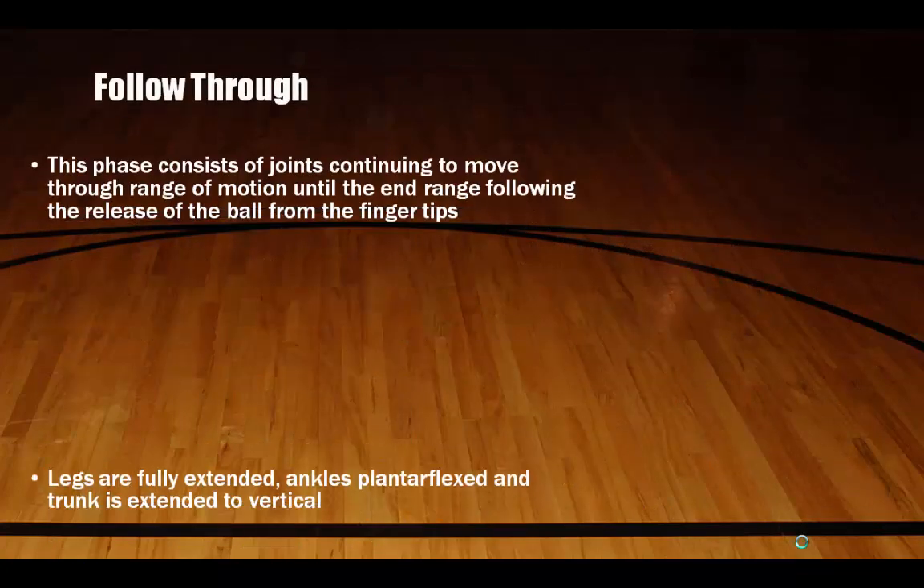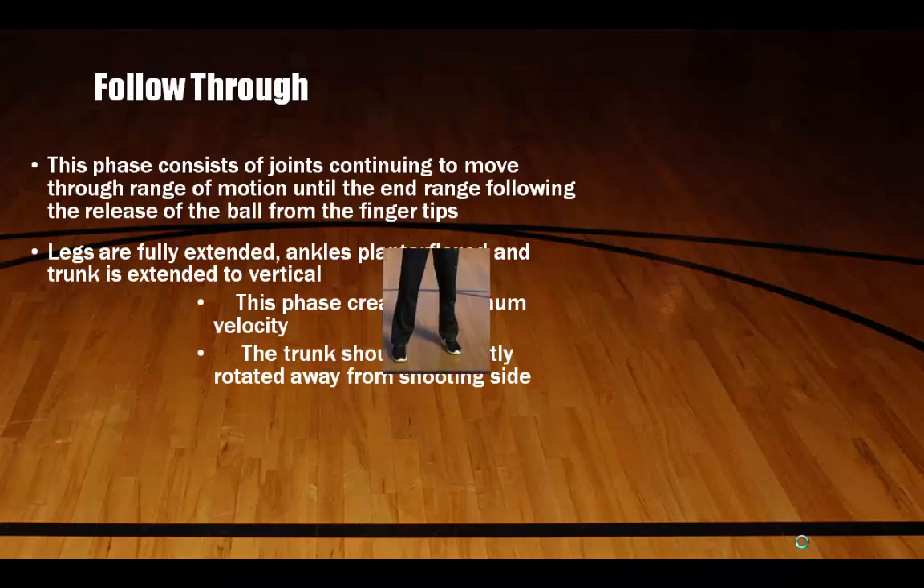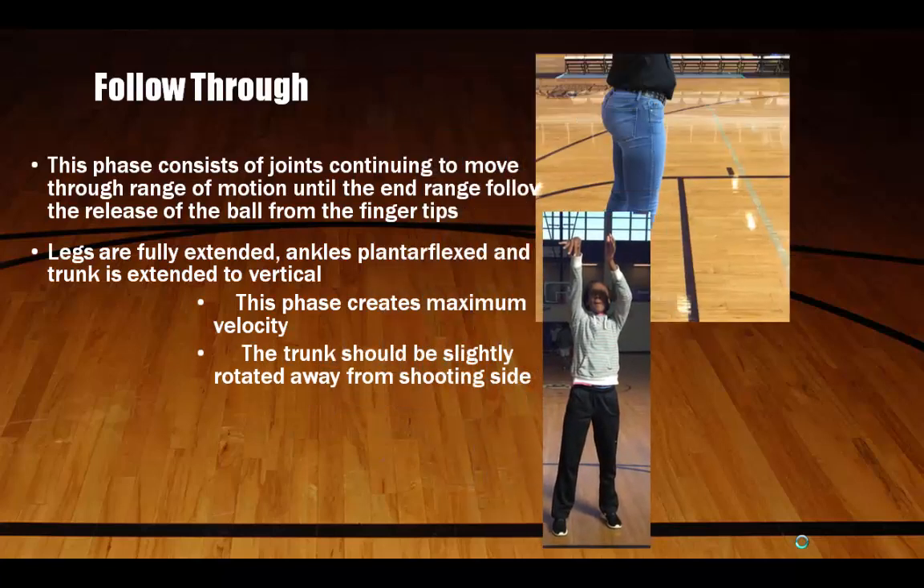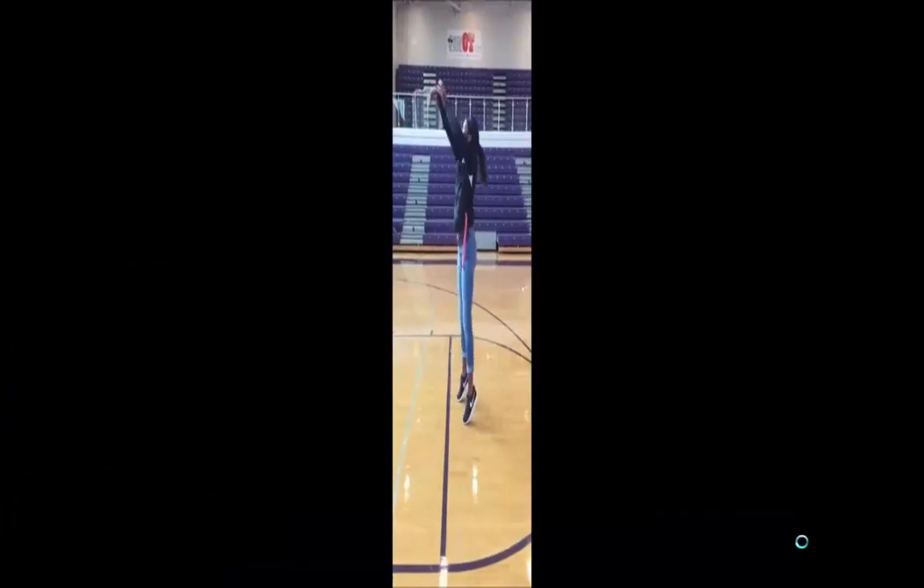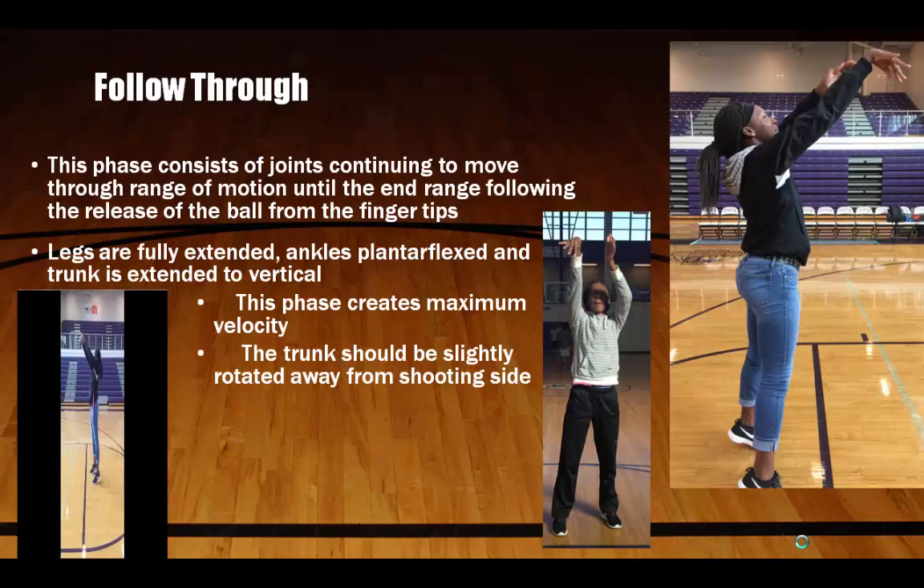Lastly, we have the follow-through. This is the phase that consists of the joints continuing to move through the range of motion until the end range, following the release of the ball from the fingertips. The legs here are fully extended, the ankles plantar flexed, and the trunk extended to vertical. This phase creates the maximum velocity. The trunk should be slightly rotated away from the shooting side. This will help allow the number to be seen. Here we see the follow-through on this athlete.